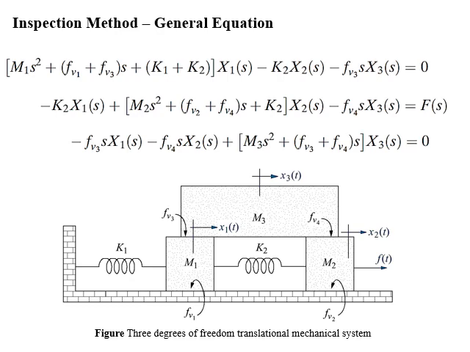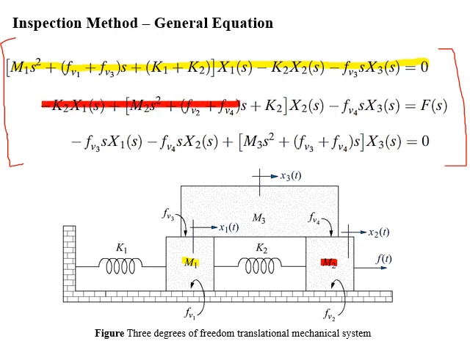Dear students, now using the generic form of the inspection method studied in the previous slide, we will use it for the current example, and we'll write our required system of equations in this case. Here we have three equations defining the dynamics of the system in the Laplace domain. The first equation is for our test point or mass m1. The second equation is for mass m2, and the last equation is for mass m3.